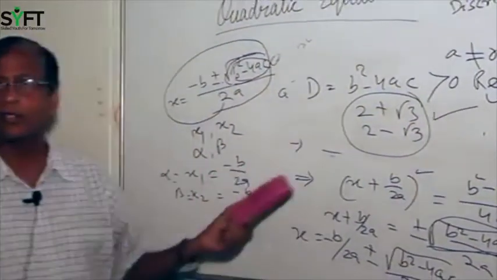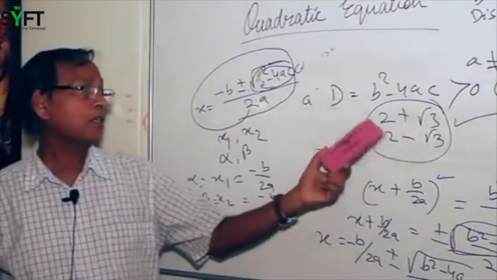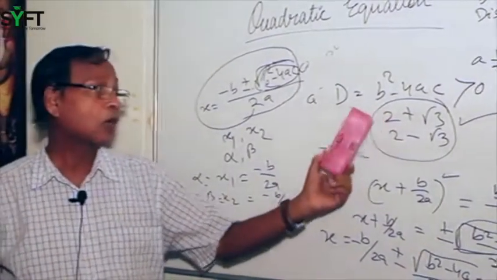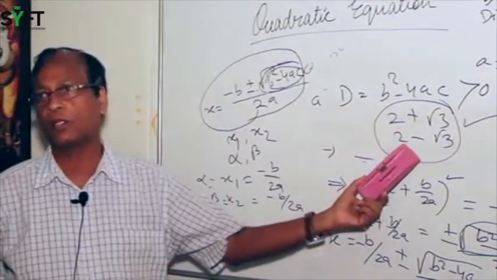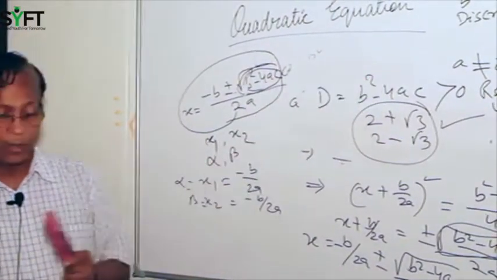Because when such a question arises in a quadratic equation, these are two forms. If one root is 2 plus root 3, another root is 2 minus root 3. Remember. So this is also real and unequal.